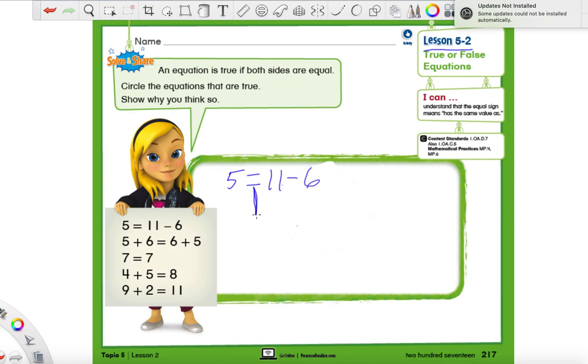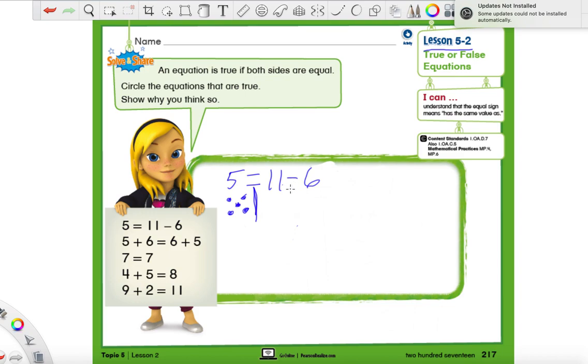So if I draw a little fence, how many dots do I make for 5? Well, I need 5 dots. 1, 2, 3, 4, and 5. And what about 11 minus 6? We don't know if this is true, because we are going into all the work that is already done, and we're learning to check our work very well. So we know that this side of the fence has 5.